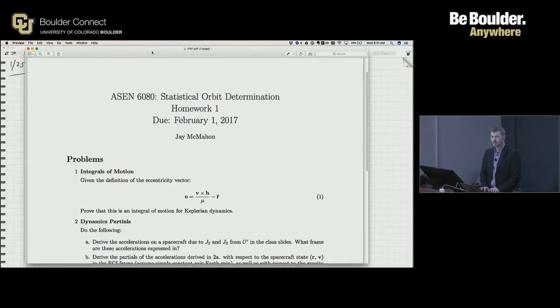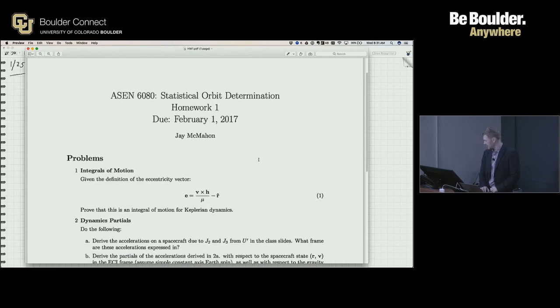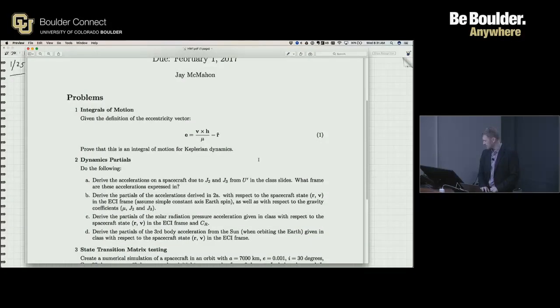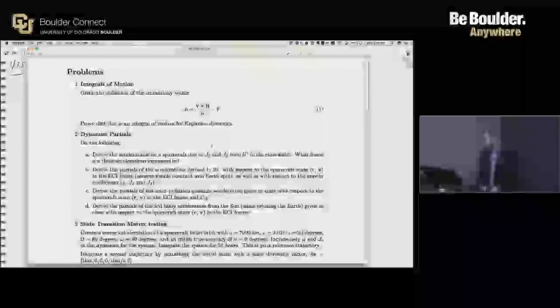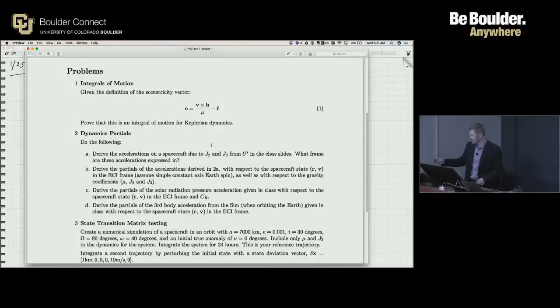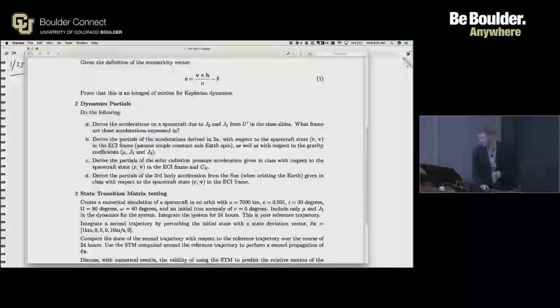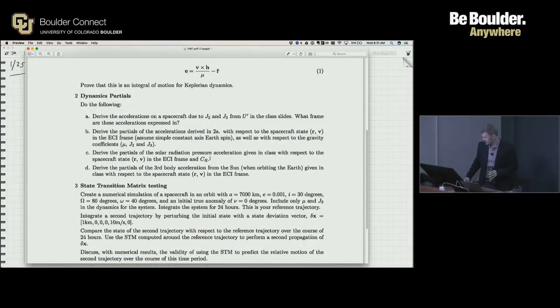Is that okay? Yes? Okay, so first one, as mentioned in class, you have to prove that this is an integral of motion with Keplerian dynamics, right? You've all done that before, probably at some point, right? So shouldn't be too bad. All right, the second one, today we'll briefly start talking about this, but this is some more calculus practice for you. And it's not useless calculus practice, because you'll need these equations that you're deriving here in later homeworks and so forth.